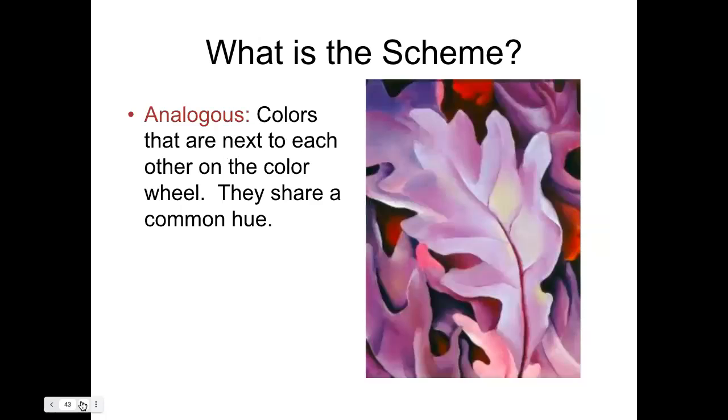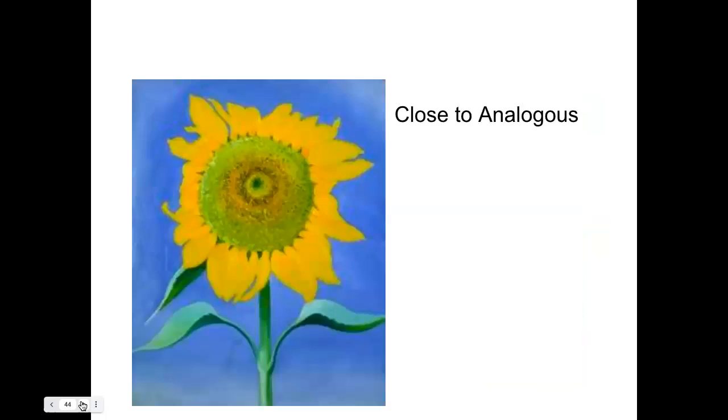So these colors are what we call analogous. These are colors that are right next to each other on the color wheel, and they share a common hue. When you look at it, you can see that there is red violet, and there is violet, and all 3 of those colors have red in it. This is what I like to call close to analogous. This is basically skipping every other color on the color wheel. So here we have our yellow, green, and blue.